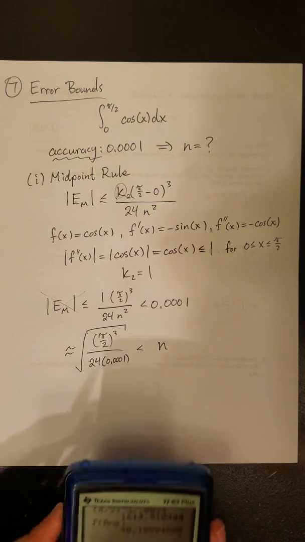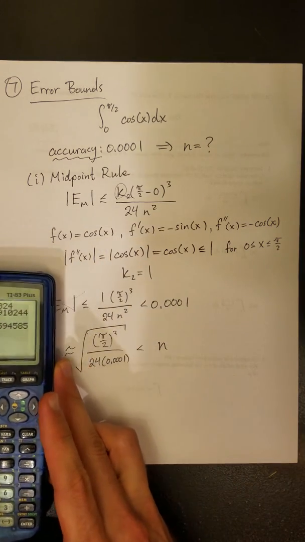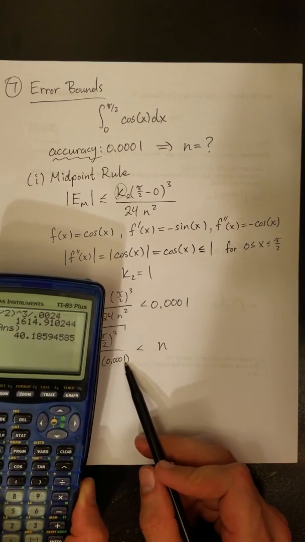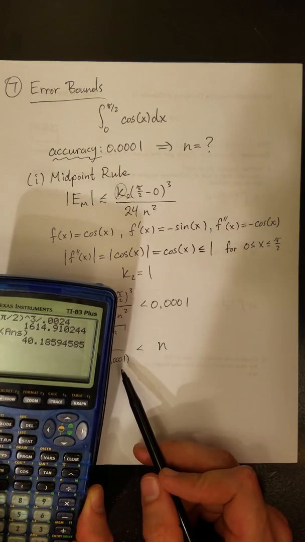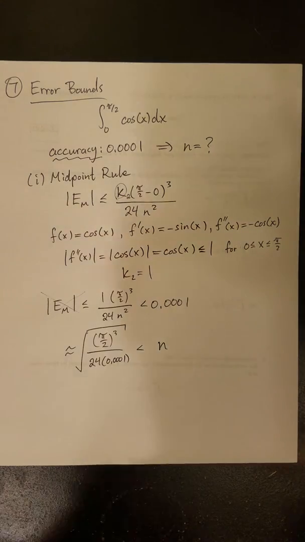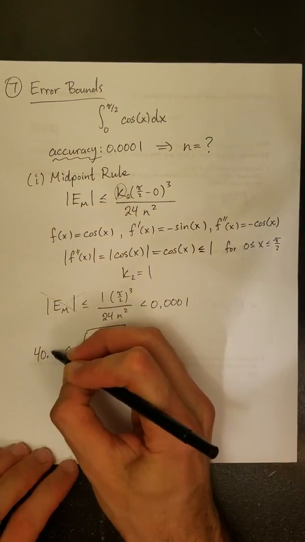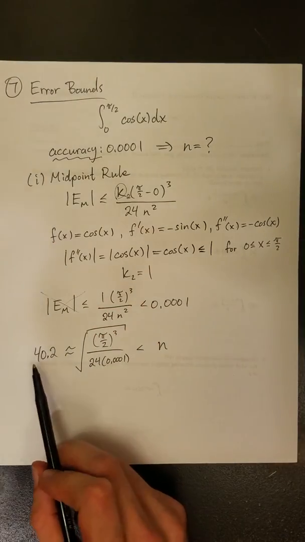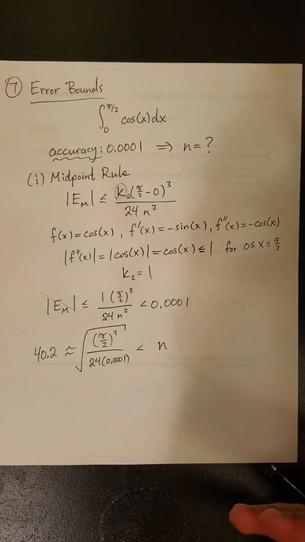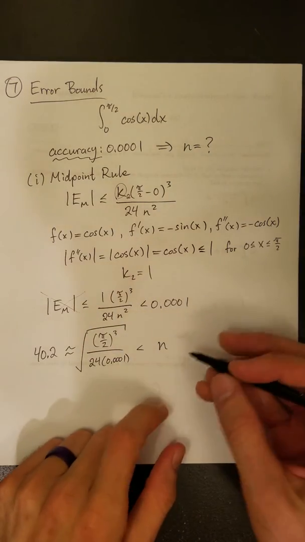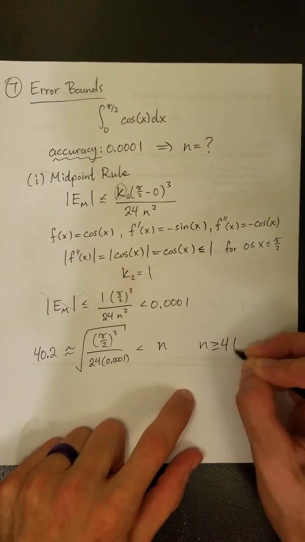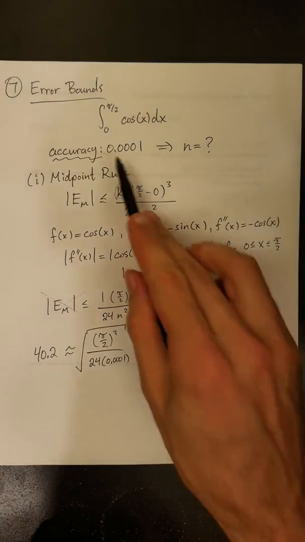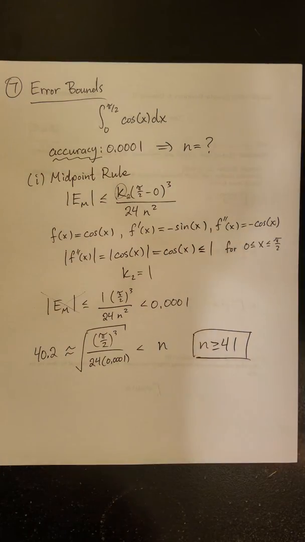And so it turns out that this number, my approximation at least for the left side of my inequality, is 40.1859. So this number is like 40.2, for example, right? But certainly it needs to be larger than 40, and n is always going to be a positive integer here, right? So we'll just take n to be greater than or equal to 41, and that will guarantee us our degree of precision that we specified here for the midpoint rule.